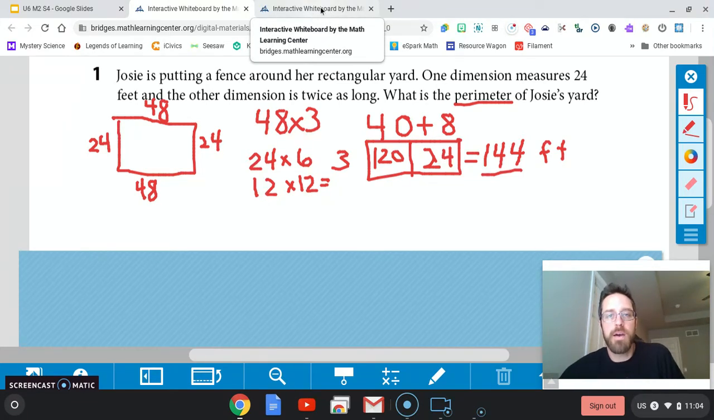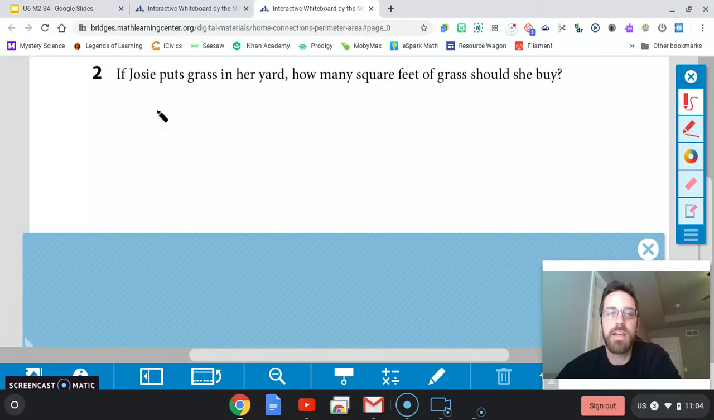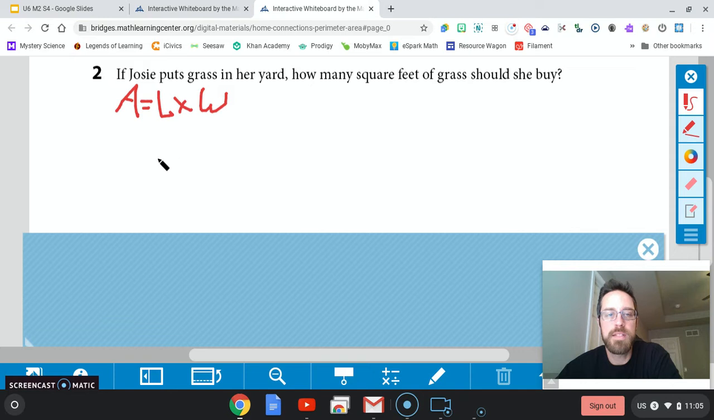All right, let's look at one more problem, kind of dealing with the same thing. If Josie puts grass in her yard, how many square feet of grass would she need to buy? So a couple clues. One, it says square feet. And whenever I'm dealing with square feet, I know that I'm dealing with area. And we know the formula for area is length times width. So we're going to have to go back to what we did in a previous problem. So 24 was one dimension and 48 was the other dimension. So then I'm going to draw my rectangle again.